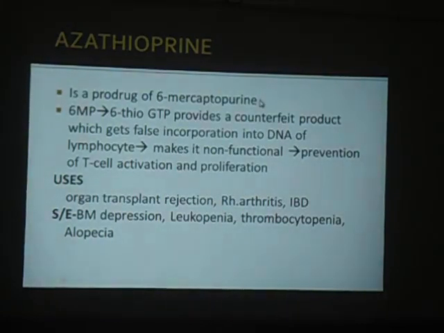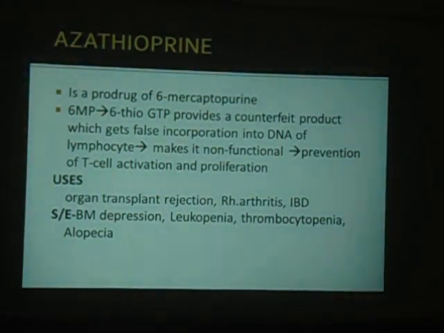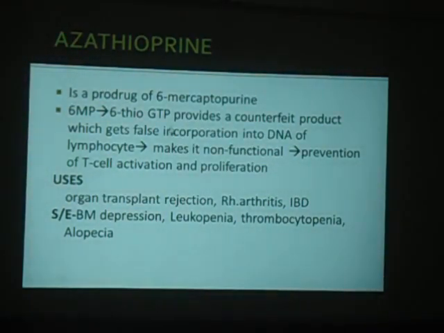Normally they are the building blocks of this DNA, and once it gets falsely incorporated, there is no chain elongation. In normal DNA formation, a chain is forming with the help of GTP, ATP, all these things. If this false incorporation of 6-mercaptopurine is taking place, what will happen? The chain elongation will stop. Once chain elongation is stopped, it makes a non-functional part. Prevention of T cell activation, proliferation, all the further steps are prevented.